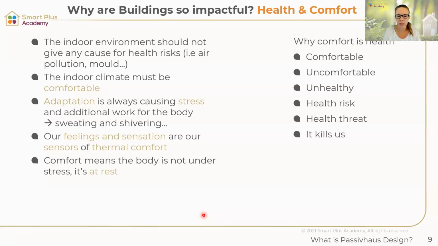Sounds a bit extreme, but if you're thinking about those heat waves that we had in Europe a couple of years ago, where people that weren't well, that were a bit frail, they really suffered under this, and some of them didn't make it through that heat wave. There were lots of deaths related to heat. There are some related to cold. So all the extremes, if we can't adapt anymore, then it becomes really dangerous. So comfort is not a luxury, it's a health requirement.